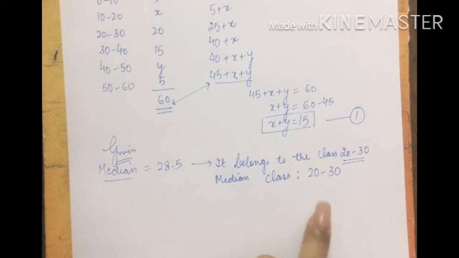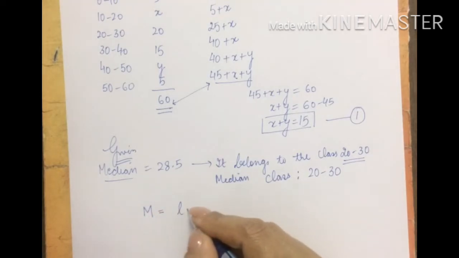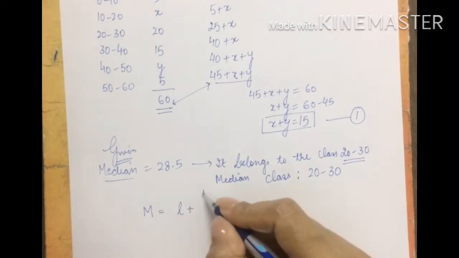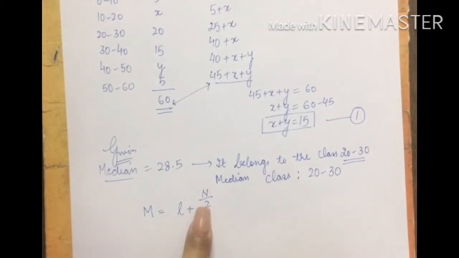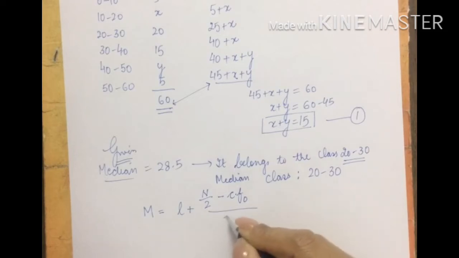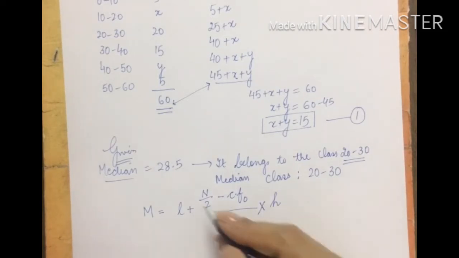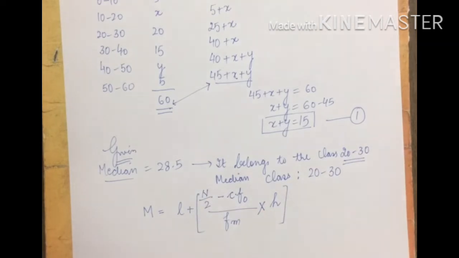Once you have obtained the median class, the next step is to apply the formula. Let's apply the formula for the median. Median is given by m equals L, the lower limit of the median class, plus n by 2 minus cumulative frequency of the previous class, frequency of the median class in the denominator, multiplied by class size. And this is the part which we solve first.